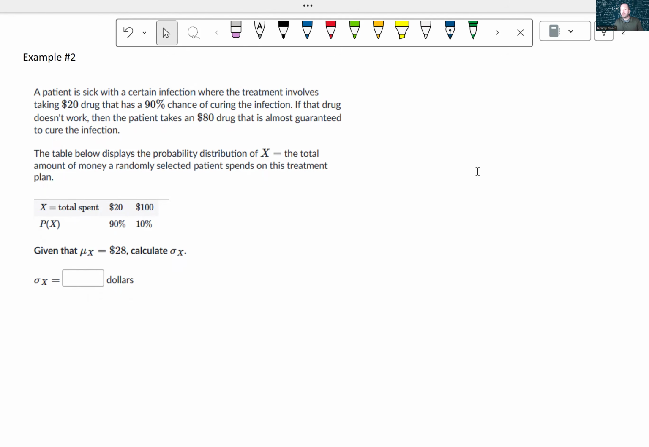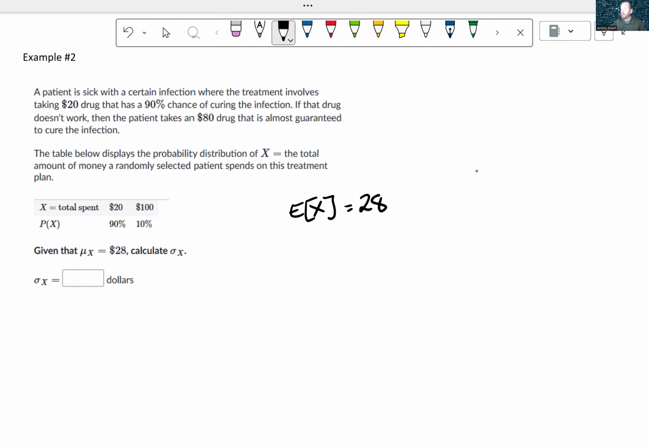If the drug doesn't work, the patient takes an $80 drug that's almost guaranteed to cure the infection. The table below displays the probability distribution of X, which is the total amount of money that a randomly selected patient spends on the treatment plan. And they already calculated the expected value for us of $28, and we want to find the standard deviation of X. So again, we're going to calculate the variance for this.